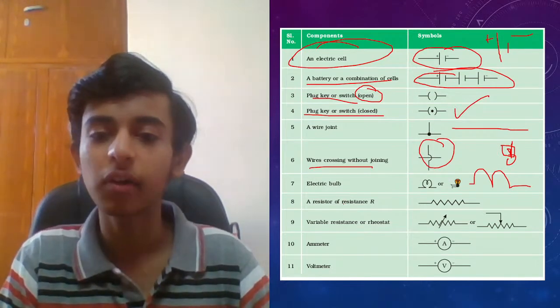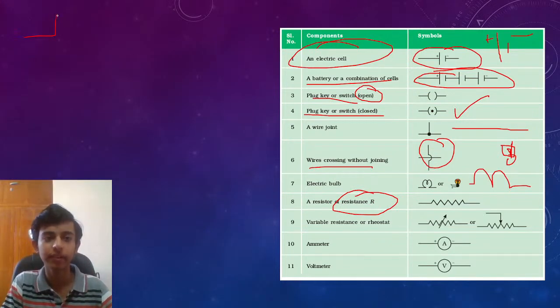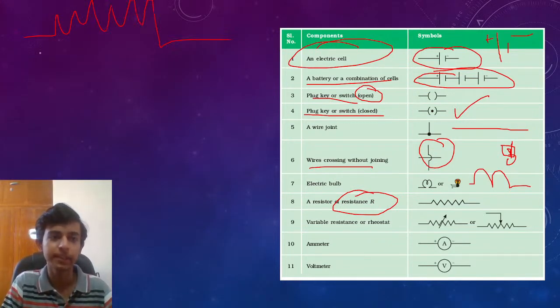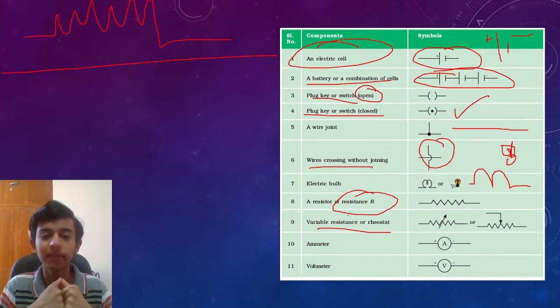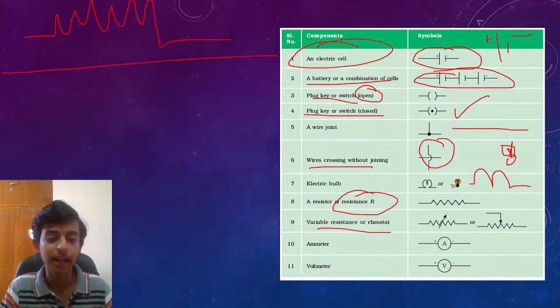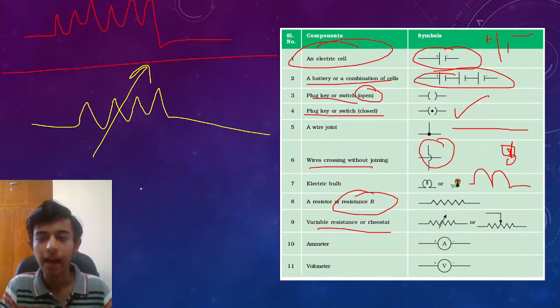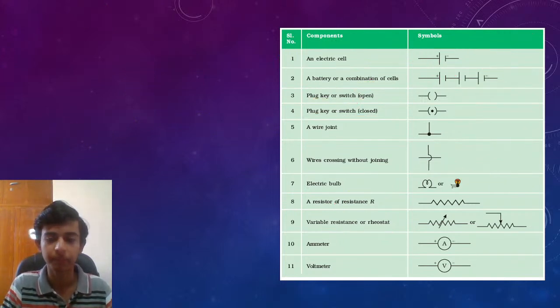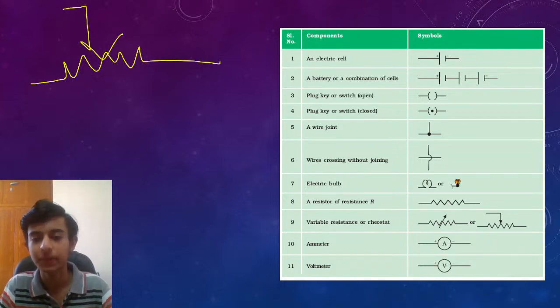Now a resistor of resistance R. How do we draw the resistance? For resistance we have this kind of zigzag symbol. Now variable resistance or rheostat, variable resistance is when the resistance can vary. For that we have this kind of symbol, you can say an arrow. And for rheostat we have this symbol, as you're able to see. This symbol is for your rheostat.